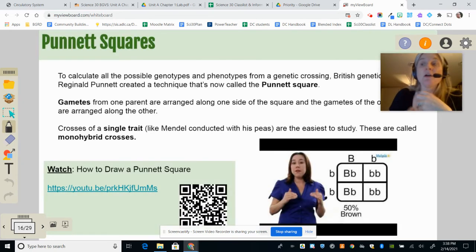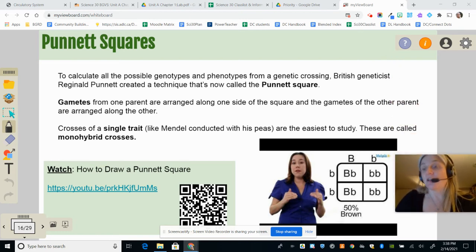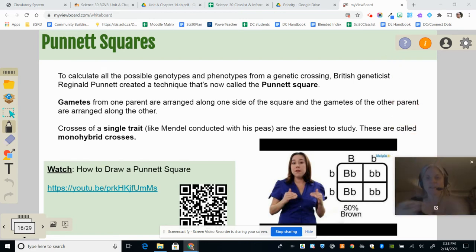All right, now Punnett squares. These are fun, actually, I think, and they're a fantastic tool to figure out what the offspring are going to look like, what the percentage and probability of what an offspring are going to look like when you know the genotypes of both parents. So it's a technique called using the Punnett square, and this British geneticist Reginald Punnett created the technique.